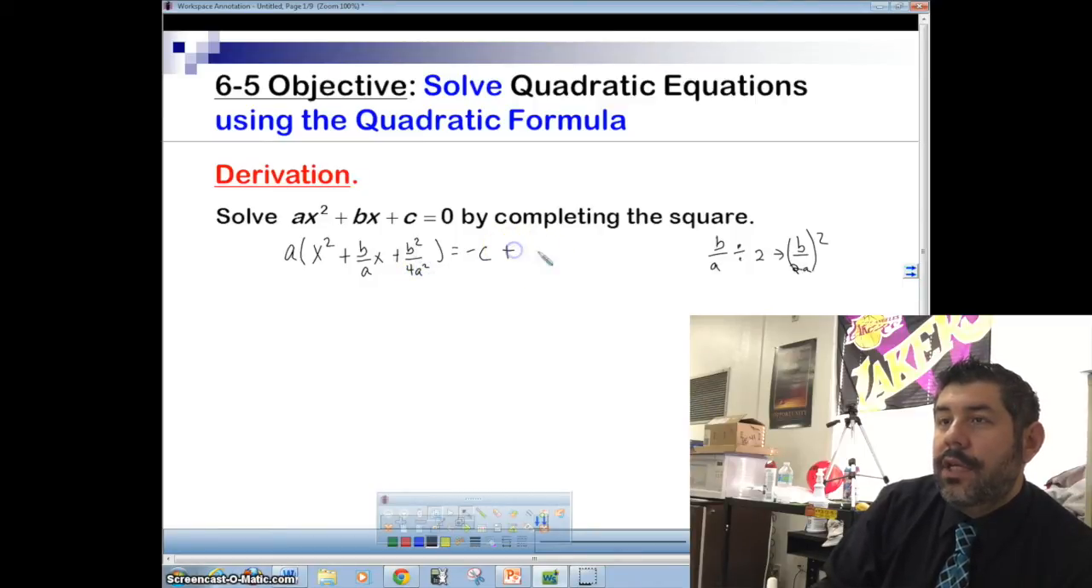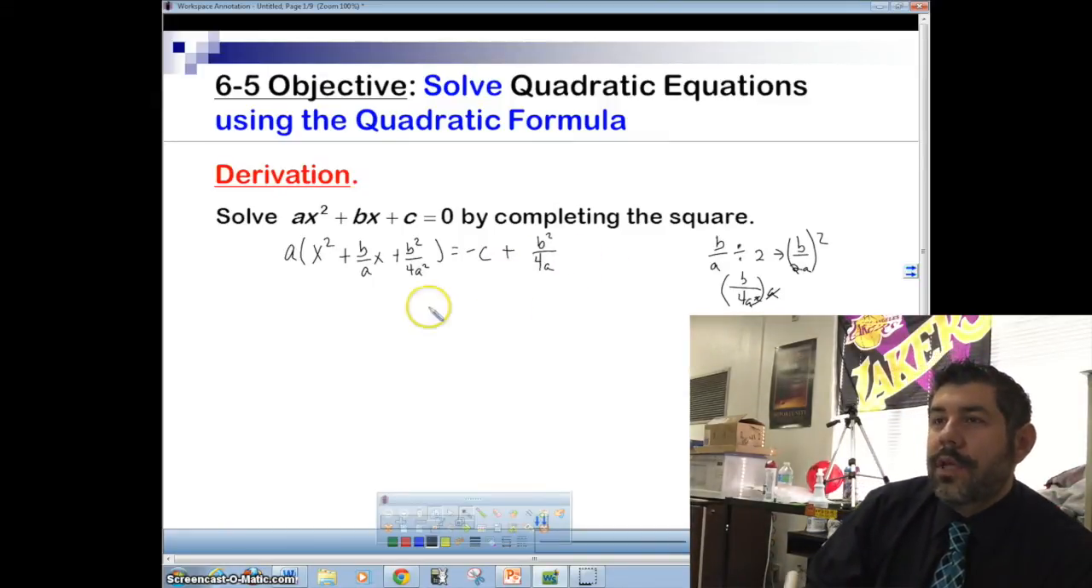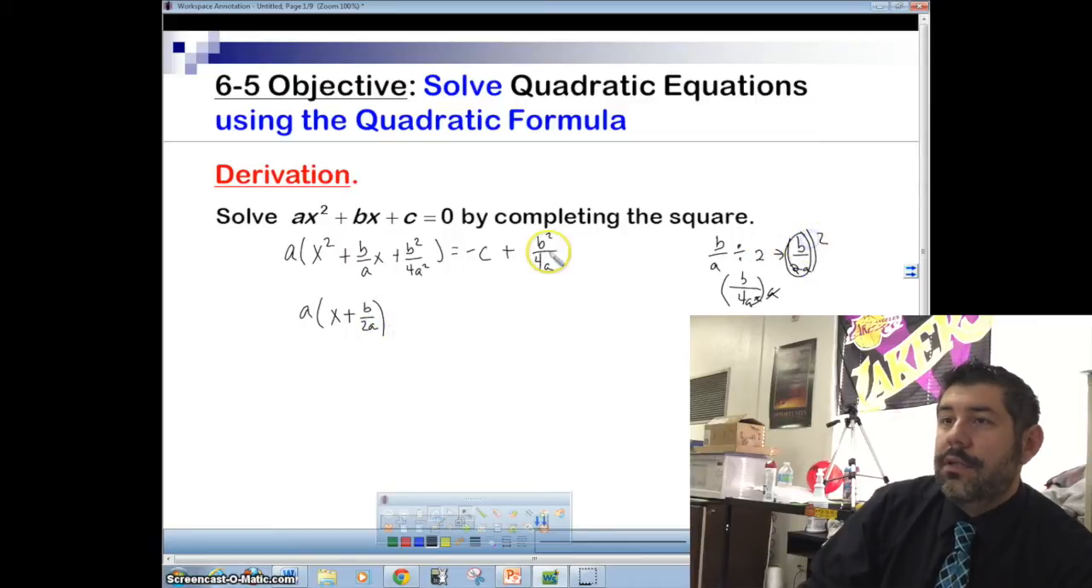We're going to add it over here too, although we're going to multiply it by a. So we're going to have b squared all over 4a squared on the bottom times a. It's just going to give us b squared over 4a. Sorry, it's flying here. So then we have a times x plus b over 2a, squared, because that's what we got here, equals negative c plus b squared over 4a.